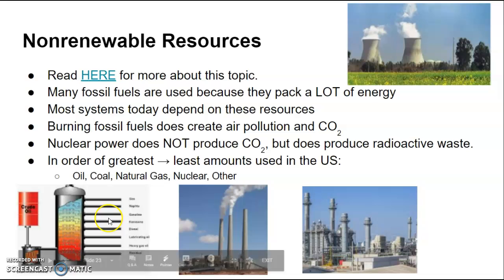In fact, at our refinery here in Kenai, they take crude oil and they are able to get gas, gasoline, kerosene, diesel, other industrial products, plus even asphalt. So a lot of products are extracted from that. Okay, most of our systems today still depend on these resources. The way we heat our homes, the way we run our vehicles and fly airplanes. So they are definitely still needed today.